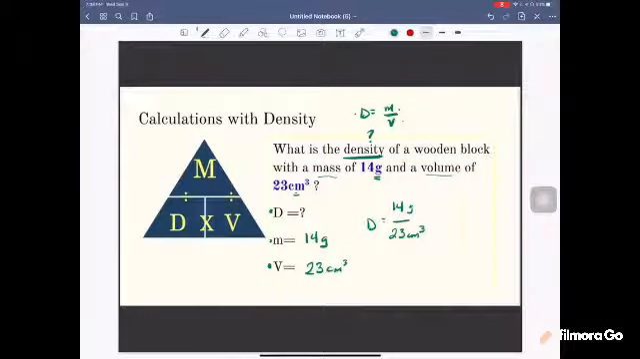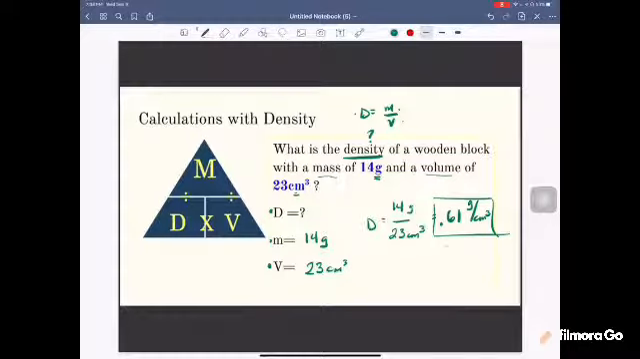So right now I have 14 grams of stuff packed into 23 cubic centimeters of space. I'm not asking how I got the measurement. I'm not asking what the different dimensions were or anything like that. I'm given 23 cubic centimeters of volume in this wooden block, 14 grams of mass. What do I do? I divide it and I end up getting 0.61 grams per cubic centimeter.